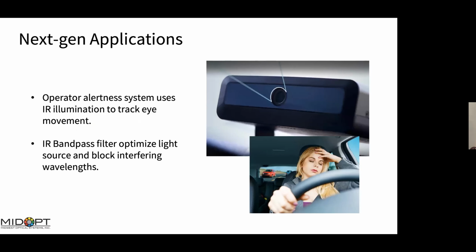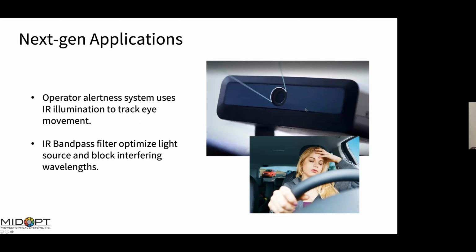This first application is an operator alertness system. It uses IR illumination to track eye movement of people who are driving. Now, this is a system that's typically mounted on a dashboard. It's projecting IR illumination to track eye movement of drivers, to keep them safe, really, to make sure they're not falling asleep, to make sure they're not looking at their cell phones.